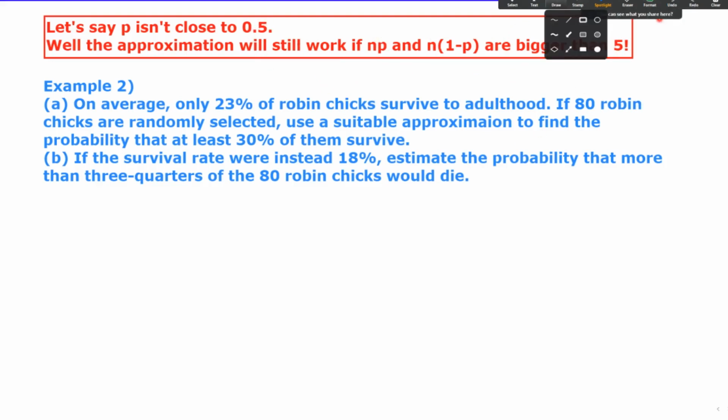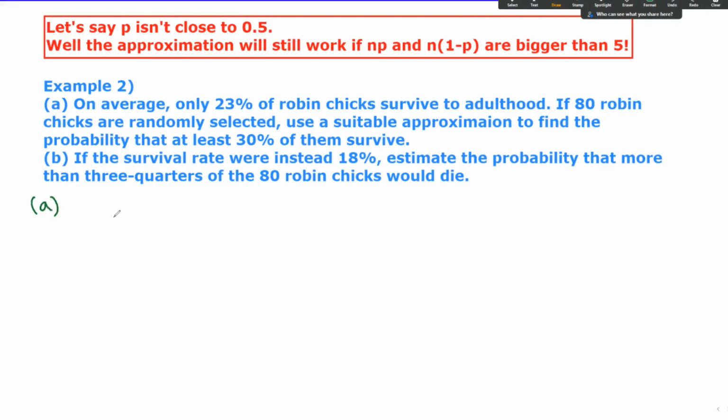So, yeah, that condition actually doesn't need to be true, as long as n is large enough so that these two values are bigger than 5.